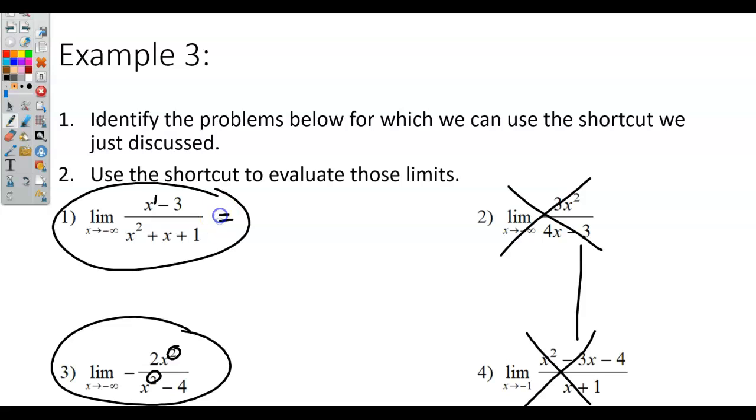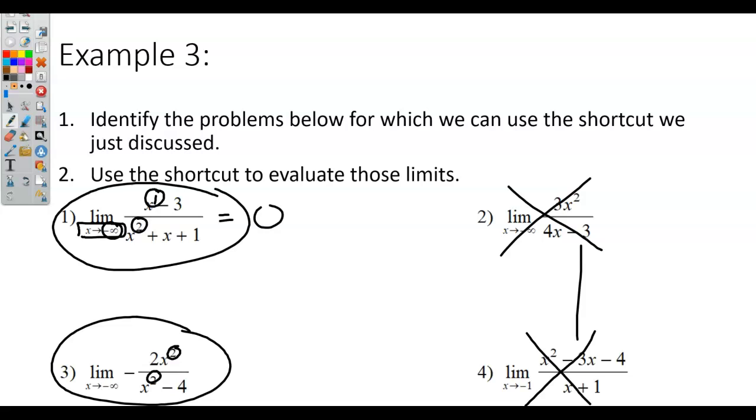We talked about this one. Whenever the power on the top is less than the power on the bottom, the answer is just 0 because we're approaching infinity. And by the way, that's another detail you want to watch out for. If I had a number here instead, then this rule doesn't apply. You've got to do it old school style. It only works if you're approaching infinity.